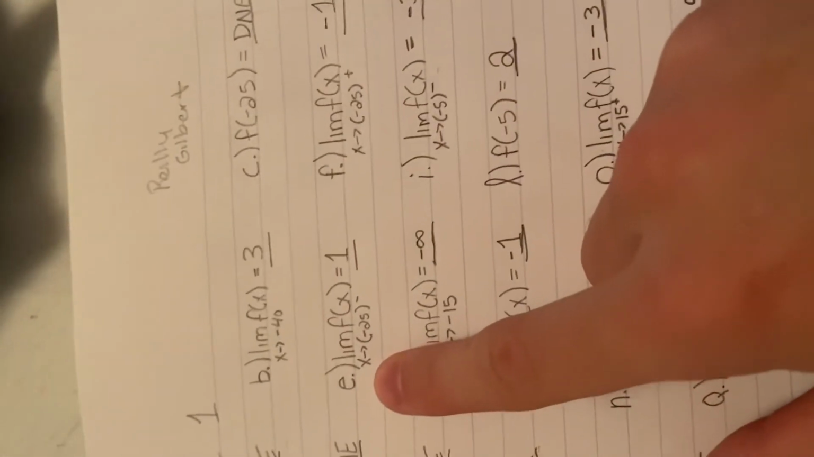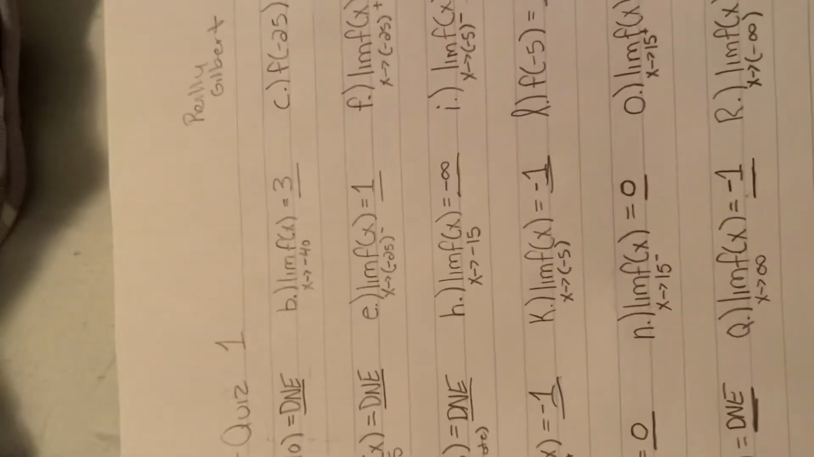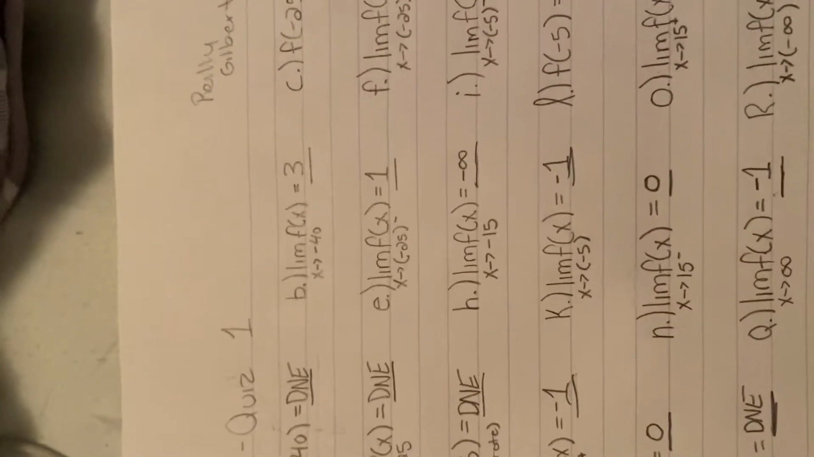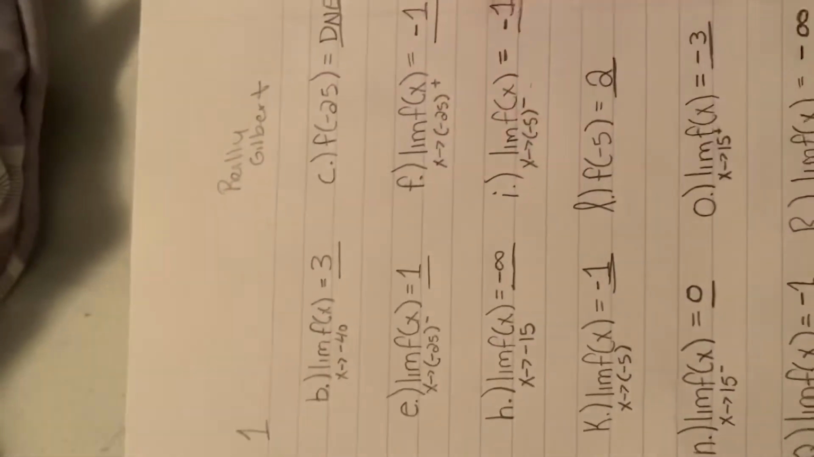For E, where it approaches -25 from the left, I put 1. This is easy to see because the lines from the graph, when you approach it from the left, run to point 1 where x is -25. And for F, it is -1. For the same reason, when you approach it from the right, the graph runs down to -1 where x is -25.